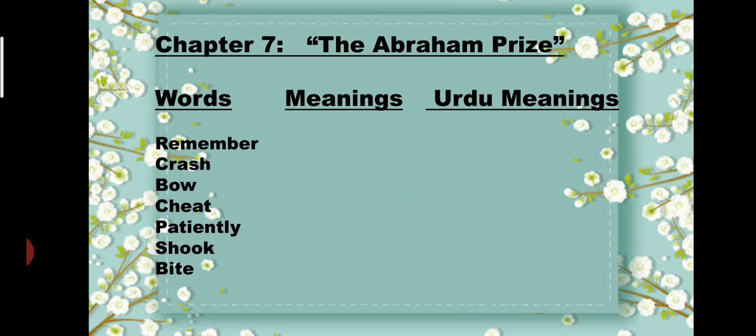Next word is crash. Crash means takrana. Then next word is bow, which means jhukna. Next word is cheat. Okay, what is the meaning of cheat? Yes, nakal karna. The next word is patiently, which means sabar se. Okay. Next word is shook, which is the second form of shake. Yes, shook. Shook means sar hilana.